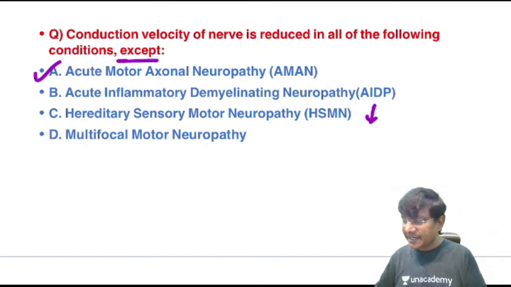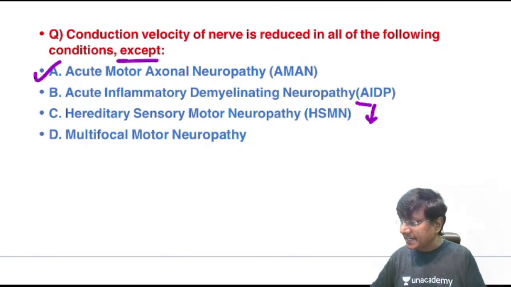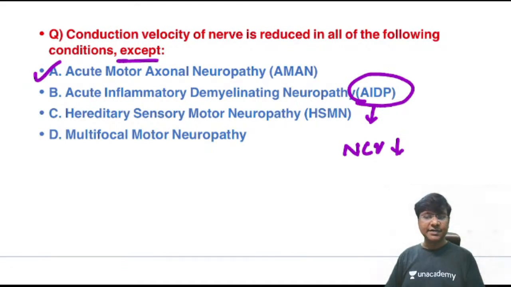Whereas in case of AIDP, which is nothing but your Guillain-Barré syndrome, the most common form, here the nerve conduction velocities will be reduced. So the answer is A here.